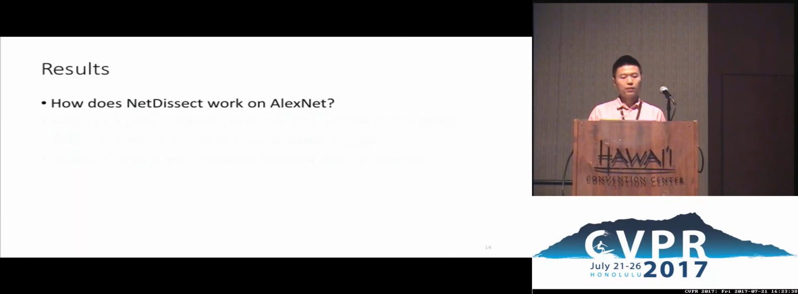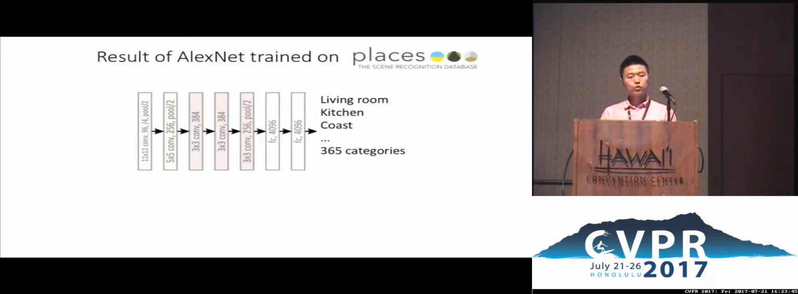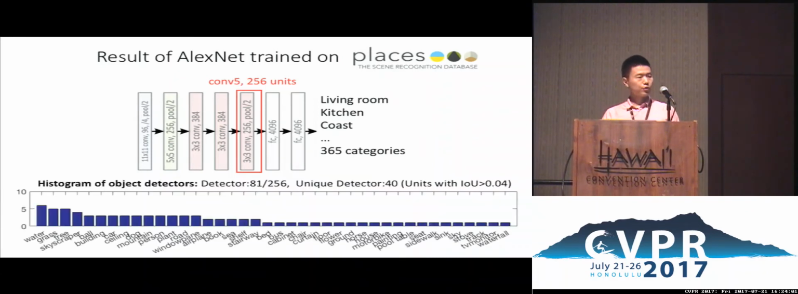We first analyze the baseline models, then we apply Network Dissection on AlexNet. Here is the baseline model. We train a baseline model, AlexNet, on Places. This network will tell you the scene category of the given image. We apply Network Dissection to the conv5 layer, which has 256 units. Here is the histogram of object detectors discovered by Network Dissection. Out of the 256 units, there are in total 81 object detectors. The most frequent detector is a water detector, then grass, then tree or skyscraper. Here we consider a unit as a concept detector when the IoU is larger than 0.04.